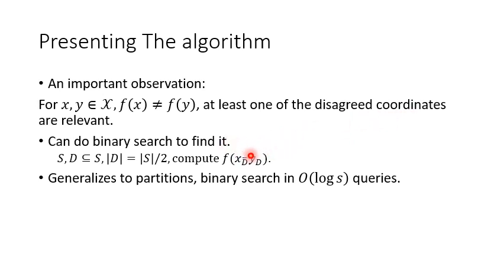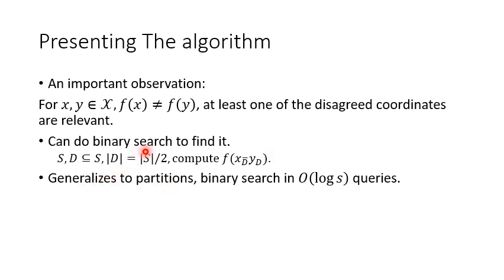So we can now go on with this process iteratively, each time taking the number of disagreed coordinates and halving it, and at the end we would remain, after a log number of iterations, in each iteration we have only one query to the function, we will remain with one relevant coordinate.